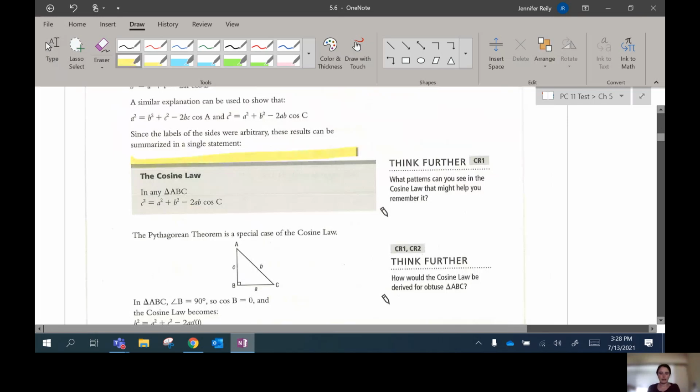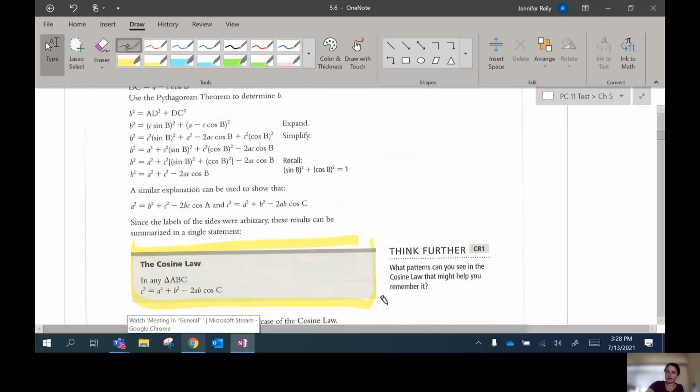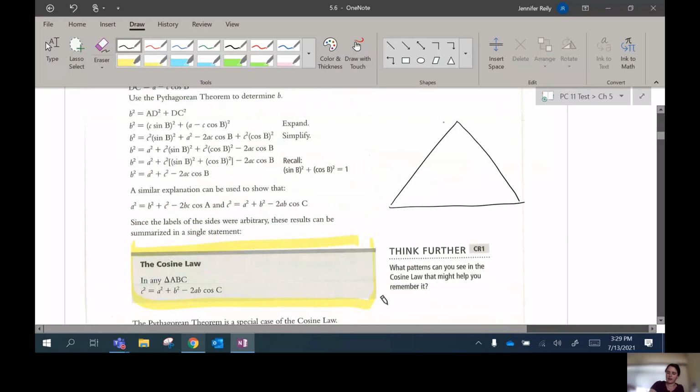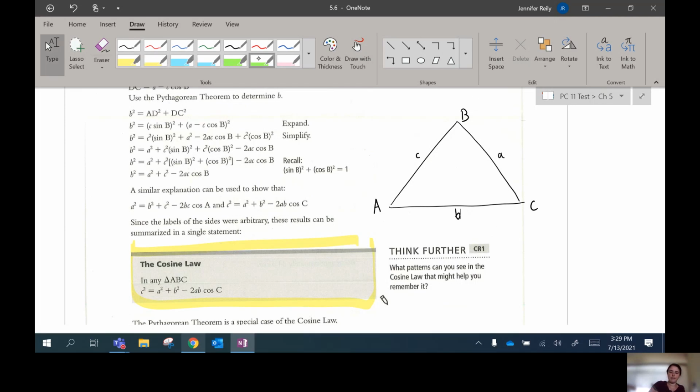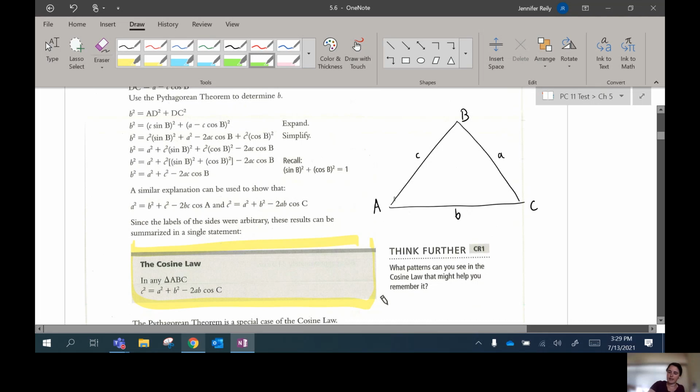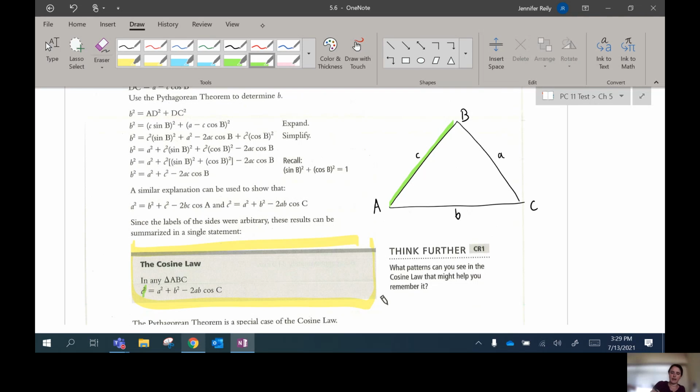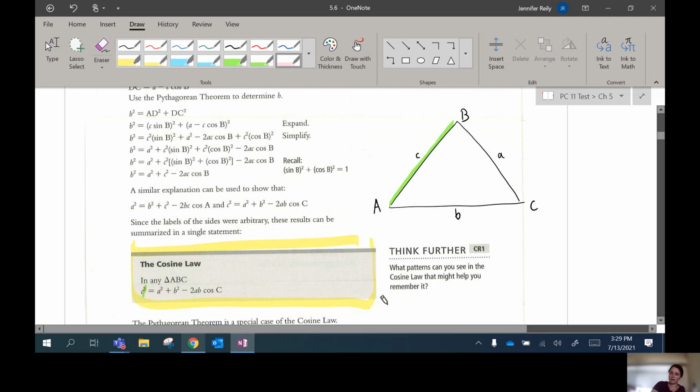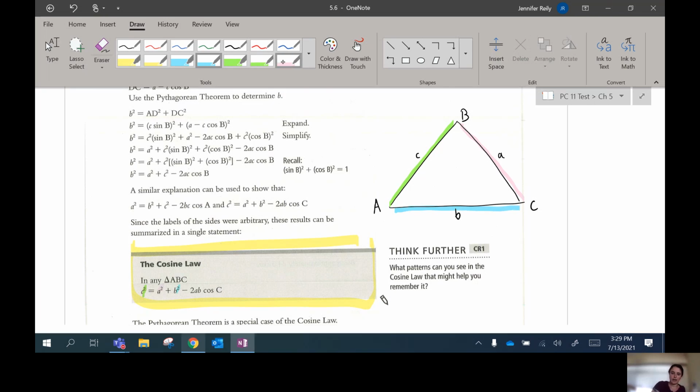Okay, so let's look at a triangle ABC, and just see what the cosine law says. Remember that the sides across from the angles are labeled with the lowercase of the capital letter. So it says c squared is equal to a squared plus b squared minus 2ab cos C.